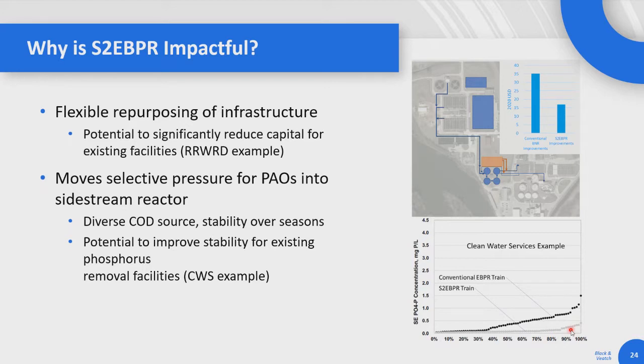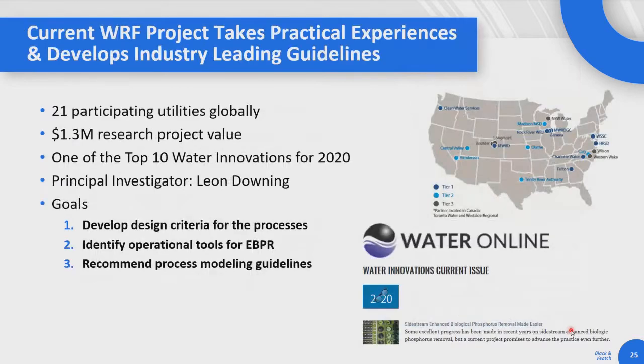Right, so that's the why, the impact, and there's going to be a report in about 9 months. It's a Water Research Foundation project that's developing practical guidelines based on experience for these RAS fermentation or these fermentative EBPR configurations. So we had 21 participating utilities globally. Some of the Danish facilities are involved in this, and a lot of North American facilities. It's a little over $1 million of investment through all the different sources.